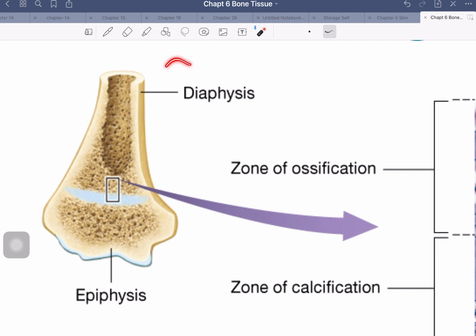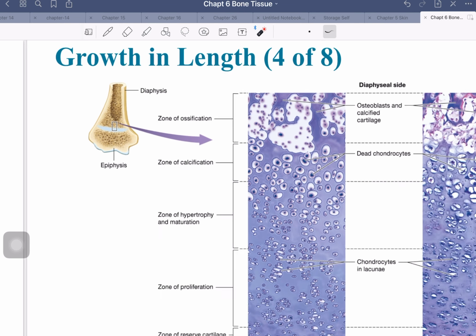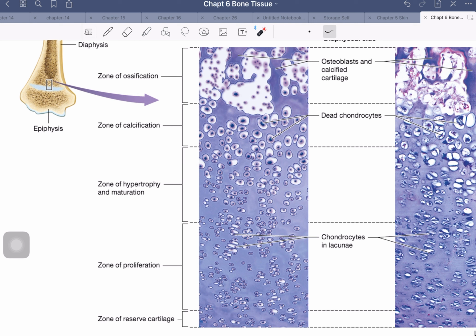Now, let's have a look at this. So we can see this is the diaphysis here. That's the shaft of the long bone, the epiphysis, and here is the epiphyseal plate. And what we're doing is the zones go in this direction, from the reserve cartilage, etc. So we're going to take this little section through here and enlarge it over here. And when we do, we can see from the very bottom, we have the reserve cartilage. Above that, proliferation, zone of hypertrophy and maturation, zone of calcification, and the zone of ossification.